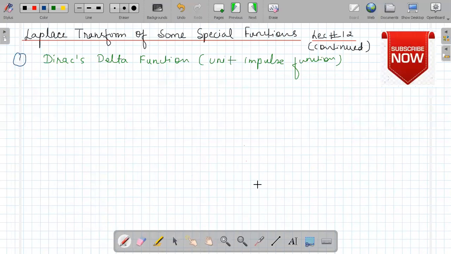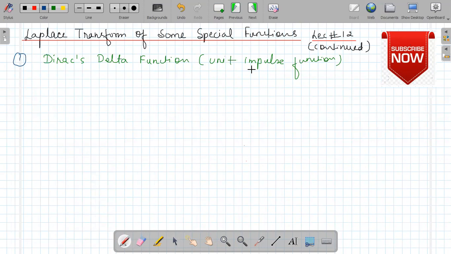Welcome everyone to lecture number 12 again, which was regarding Laplace transform of some special functions. In this lecture, I have discussed the Laplace transform of some special functions like error function and periodic function. Today, I'll cover some more special functions, one of which is the Dirac delta function. It is also called the unit impulse function.